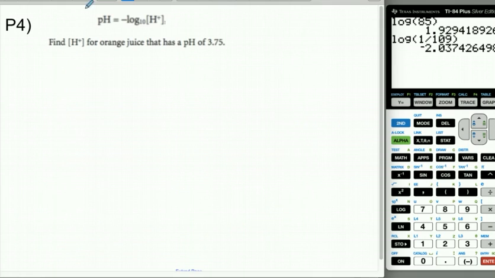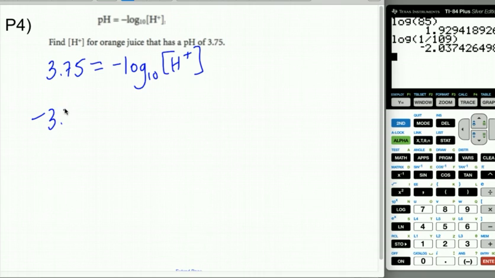All right, go ahead and try P4. Same idea. This time you're probably going to have to use a calculator, because nobody expects you to be able to do 3.75 in your head. So the log base 10 of the H plus ions. The first thing I'm going to do is divide by that negative. I'm going to solve down to the logarithm.